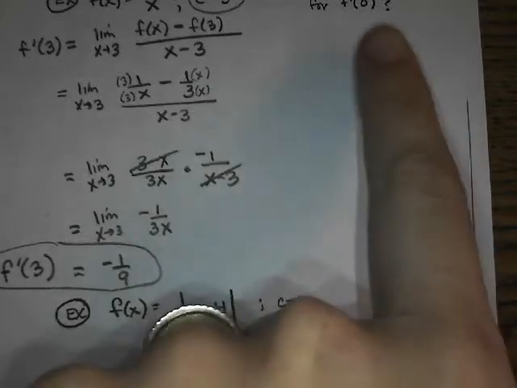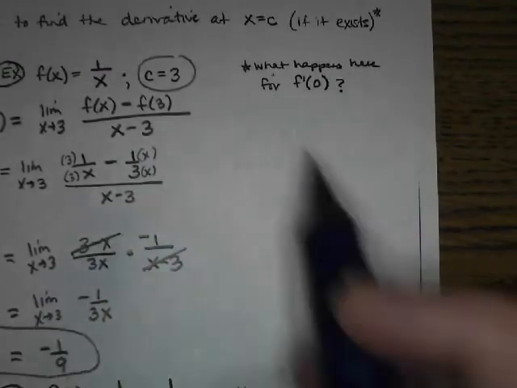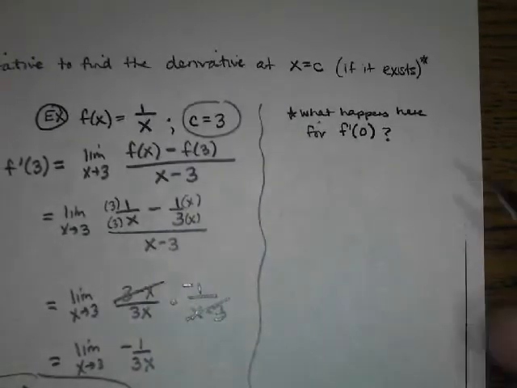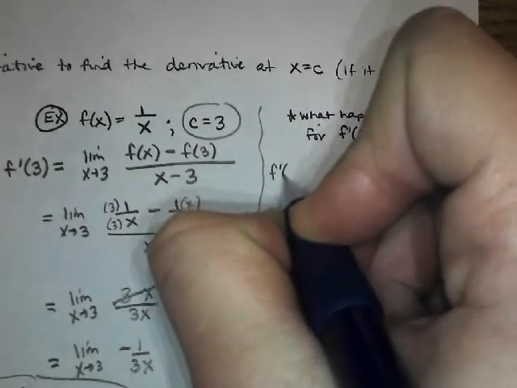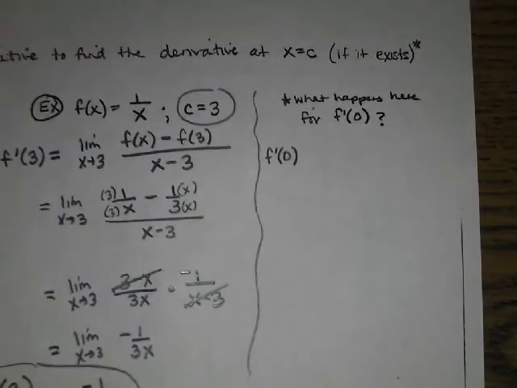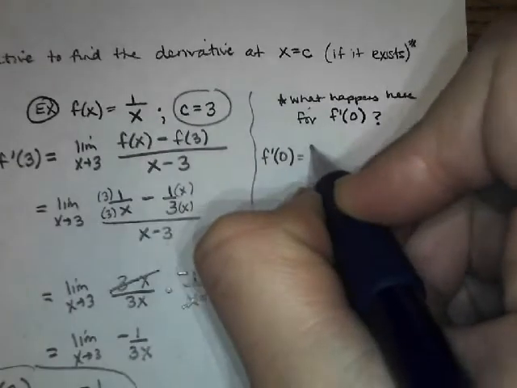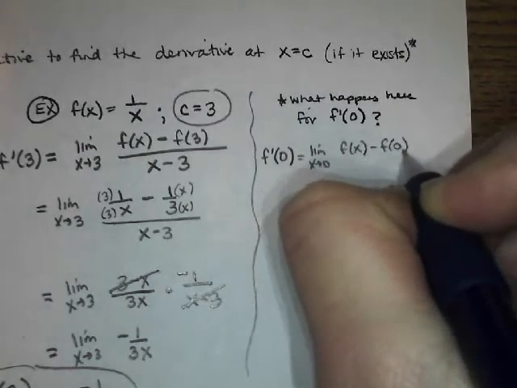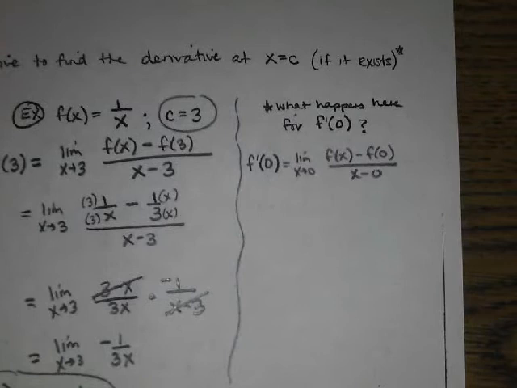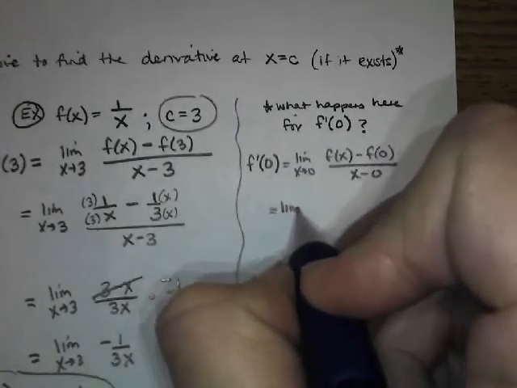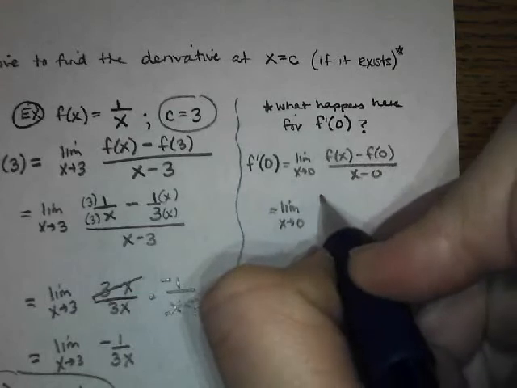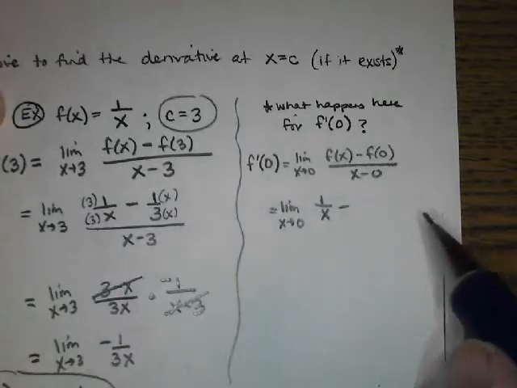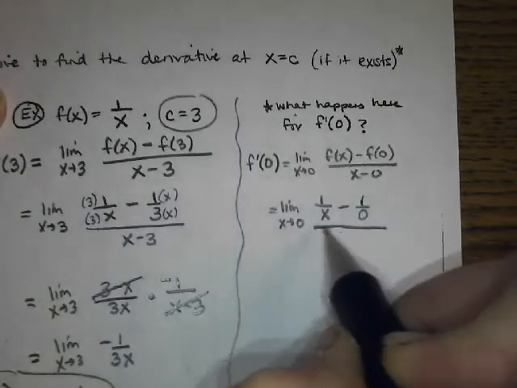To the right of that, I asked a question, what would happen here if I was looking for f prime of 0? So we're going to do that. The process is going to be a little bit quicker, you'll see. So f prime of 0, now my c value is just 0. So it's going to be the limit as x approaches 0 of f of x minus f of 0 all over x minus 0. And f of x is still 1 over x. What's f of 0? Right, 1 over 0, which is undefined.